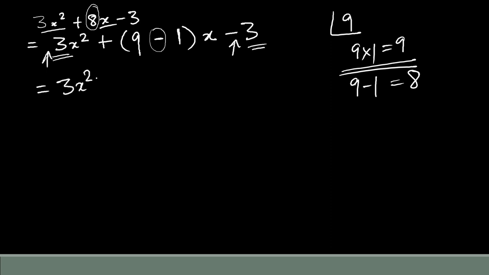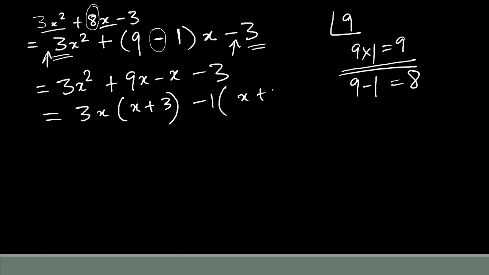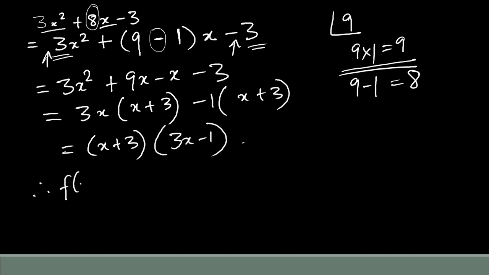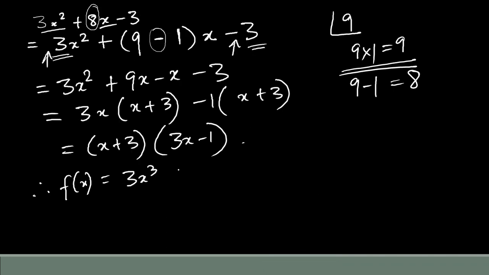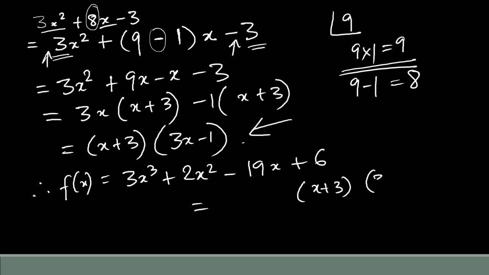So from here we can get 3x squared plus 9x minus x minus 3 equals 3x(x plus 3) minus 1(x plus 3). This gives us (x plus 3)(3x minus 1). So therefore f(x), which was 3x cubed plus 2x squared minus 19x plus 6, two of the factors you found here only, x plus 3 and 3x minus 1.